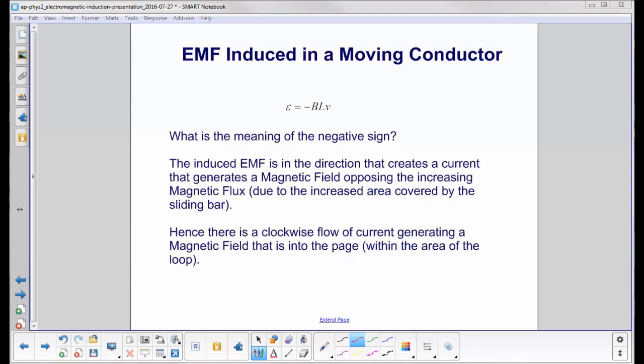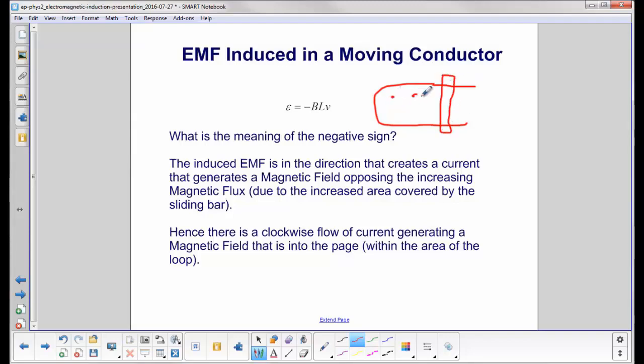What is the meaning of the negative sign? That tells us that the induced EMF is in the direction that creates a current that will generate a magnetic field that opposes the increasing magnetic flux. So what that means is, here's our setup. Here's the wire, and then we'll move the bar out here, and it's moving to the right.